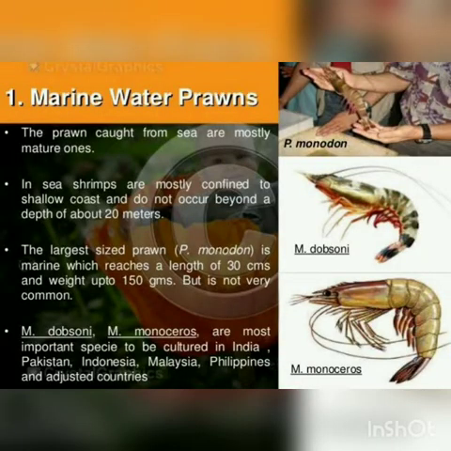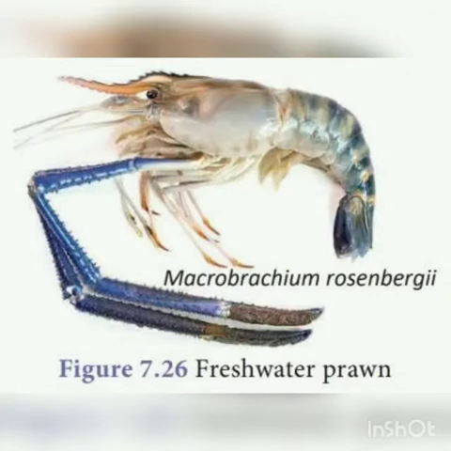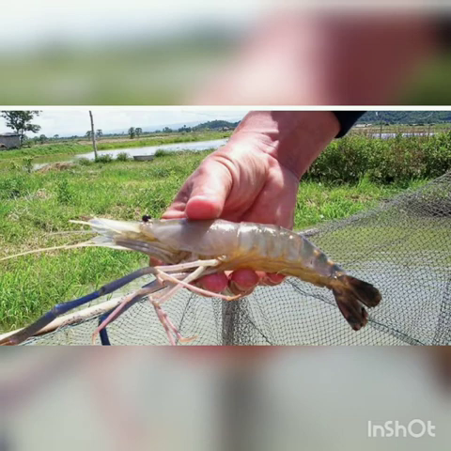Marine water means, you already know, it is sea water. So examples for this are Penaeus indicus and Penaeus monodon. You can see in this picture. Okay, Penaeus indicus and Penaeus monodon are cultured in marine water, whereas Macrobrachium rosenbergii and Macrobrachium malcolmsonii are cultured in freshwater. So these are the freshwater prawns.